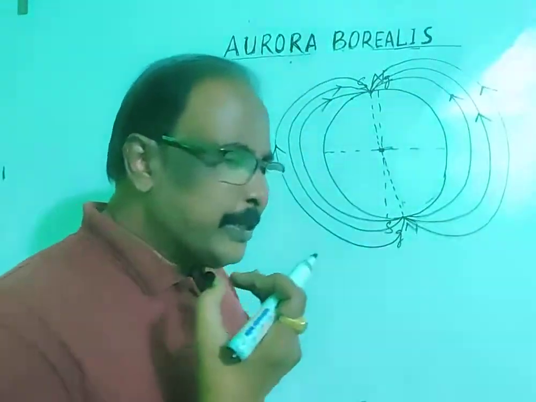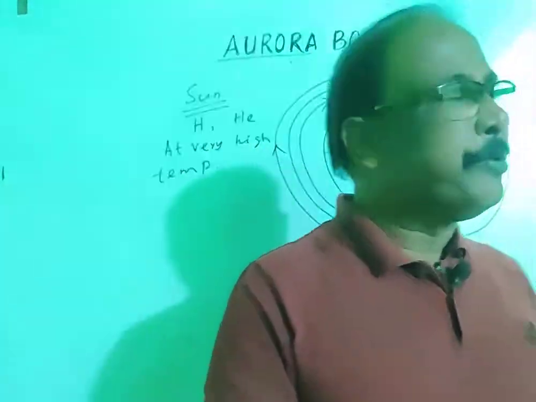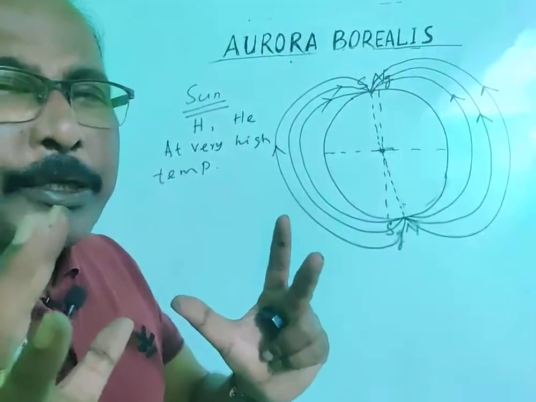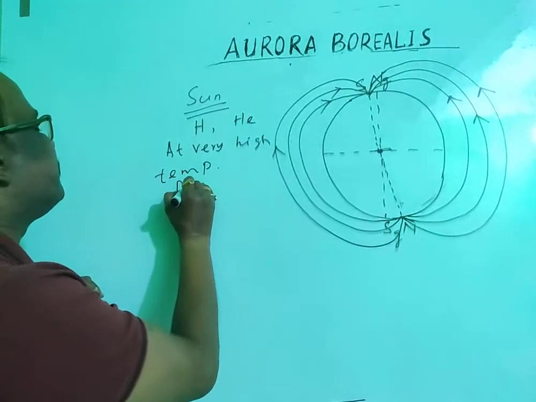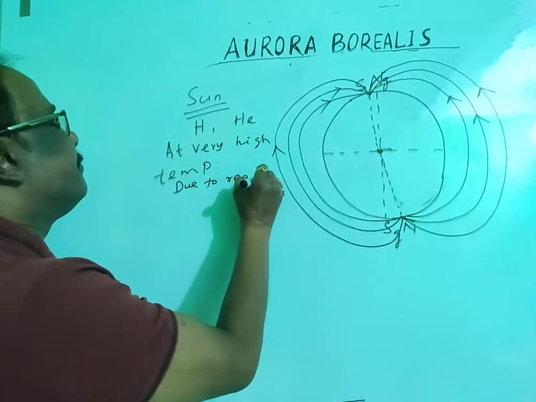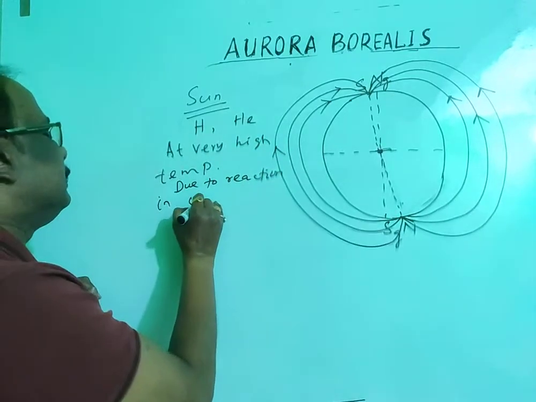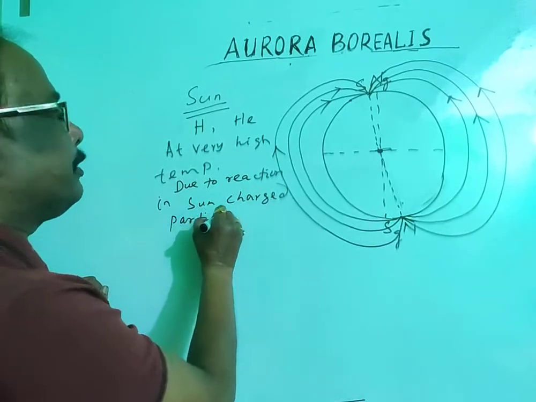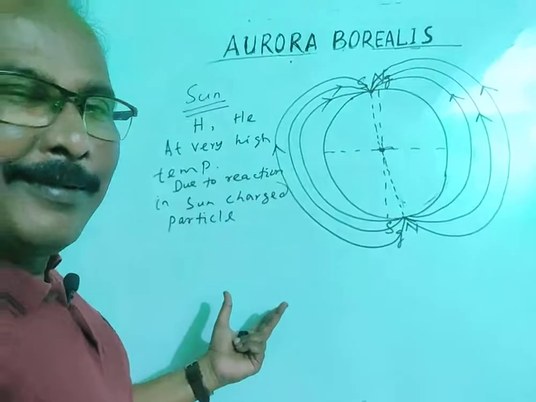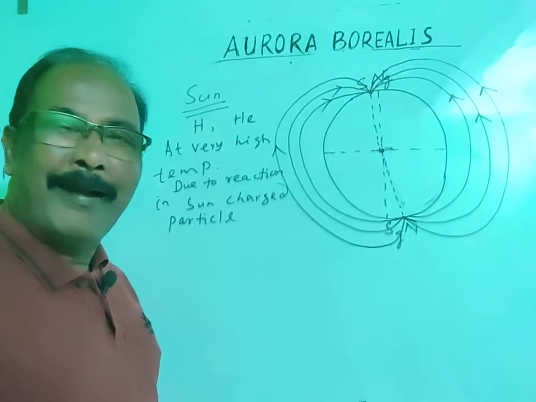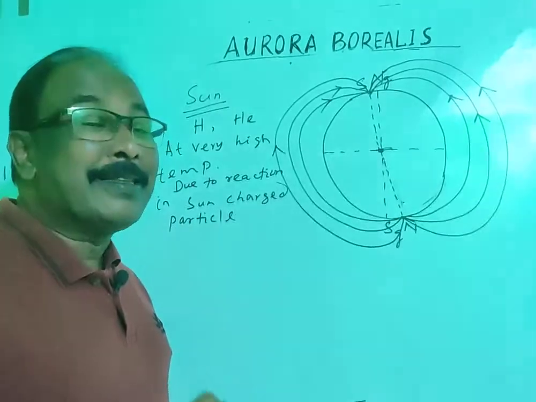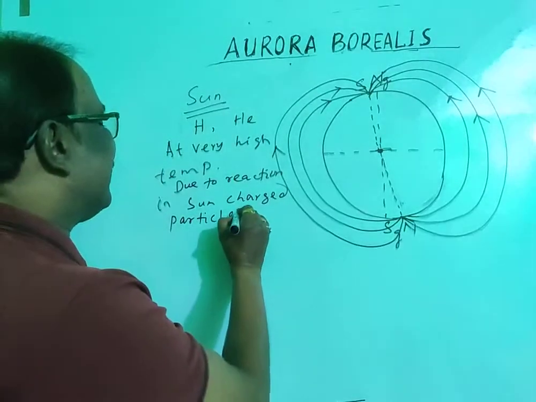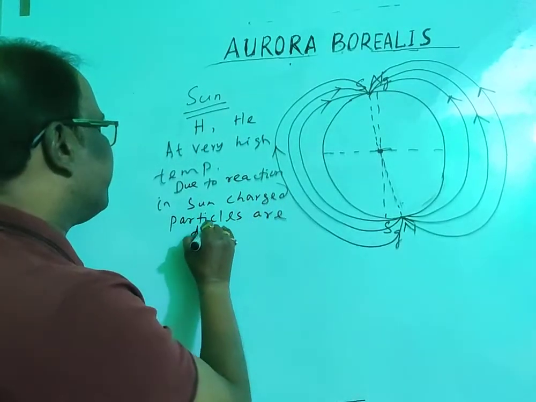Due to these reactions in the sun, charged particles usually are detached. Charged particles are detached from the sun at high temperature. We know that when the particles are excited, they get detached. Charged particles are detached.